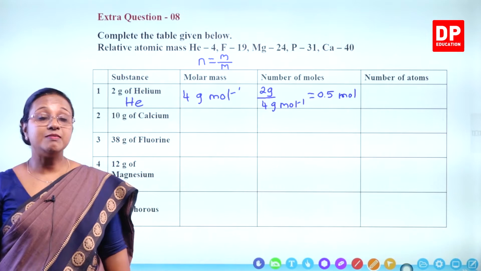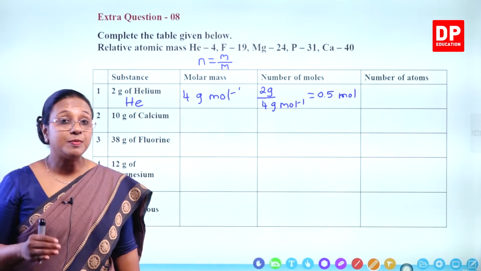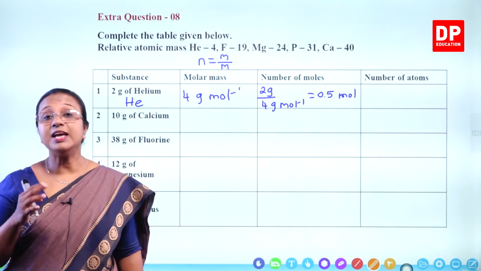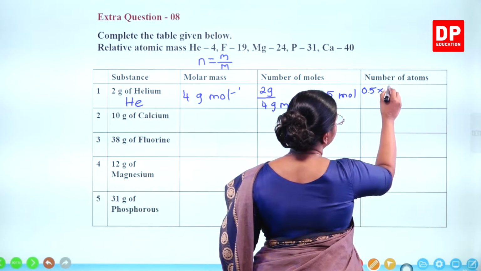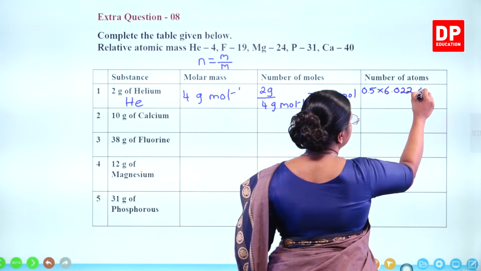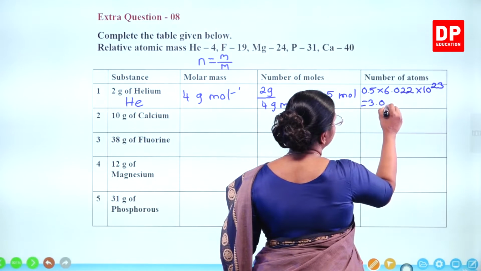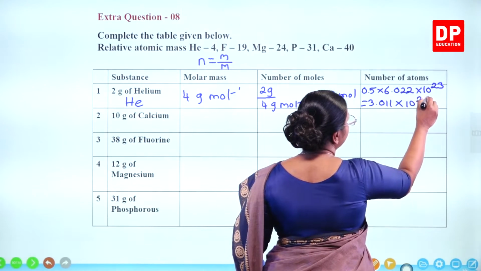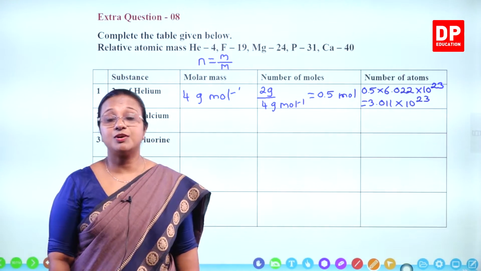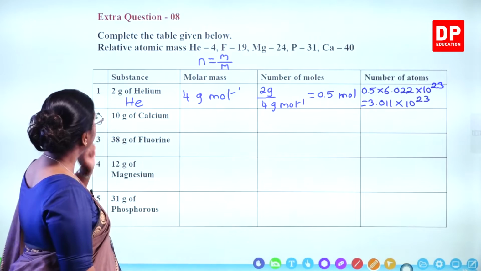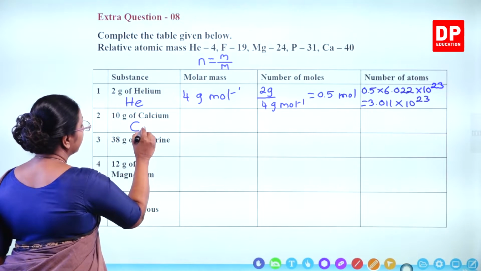In 0.5 moles, how many helium atoms are there? What do you do there? You have to multiply the number of moles by Avogadro constant. So here it's going to be 0.5 into 6.022 into 10 to the power of 23. So that will be 3.011 into 10 to the power of 23. That is the number of helium atoms in 0.5 moles of substance. Then the next one, 10 grams of calcium. So here again you know calcium.